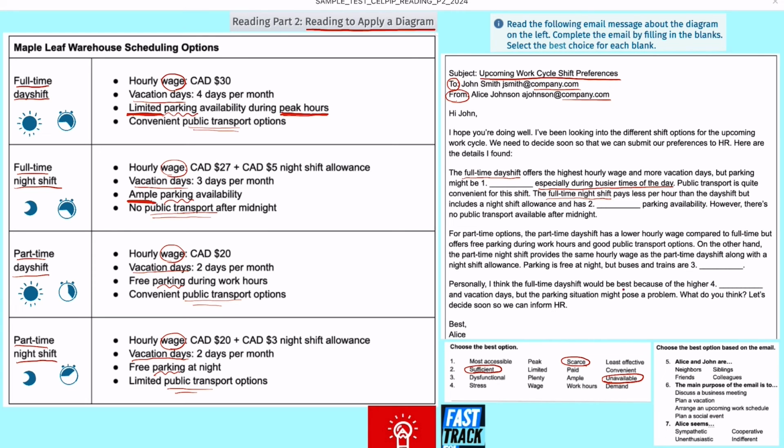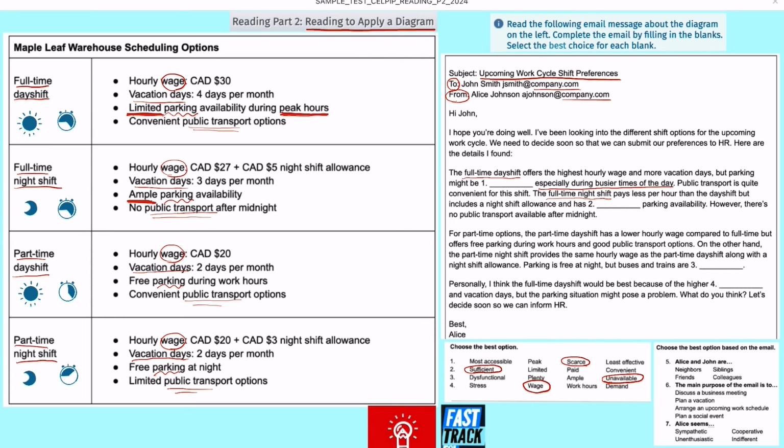Personally, I think the full-time day shift would be the best because of the higher... Now, what's higher in the full-time day shift? That was already mentioned once, the base pay, right? So the base pay is higher, and let's see if we can find this among the options. Stress? No. Wage? Yes, that means money, right? And work hours? Not necessarily, no. The work hours can be compared, and that's not the case. And finally, demand. No, demand is not the answer either. So the answer to question number 4 is wage.